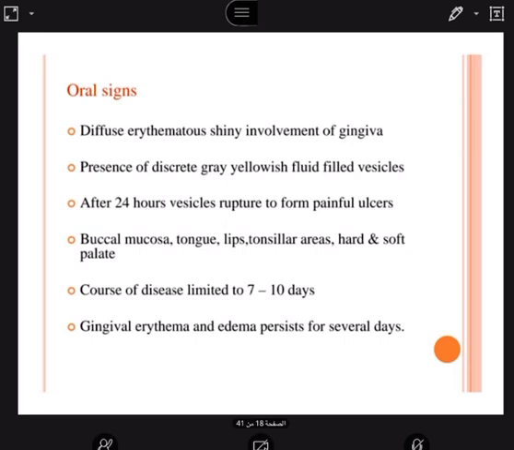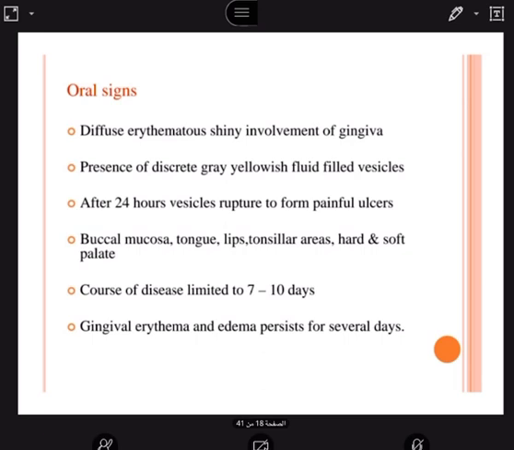After 24 hours, what happens to this vesicle? It will start to rupture, and once it ruptures, it will form what? It will form painful ulcers. Again, the sites of infection are the buccal mucosa, tongue, lips, tonsil areas, and hard and soft palate. And usually the disease is limited to 7 to 10 days.